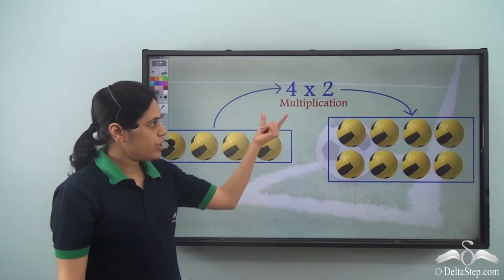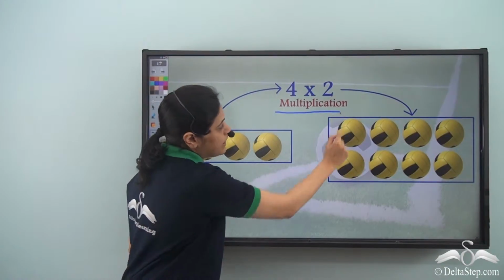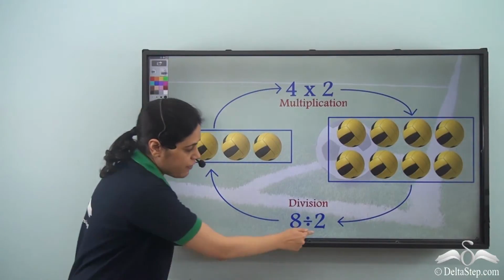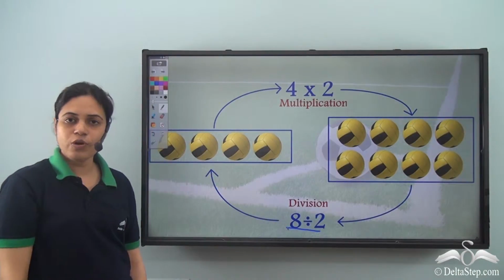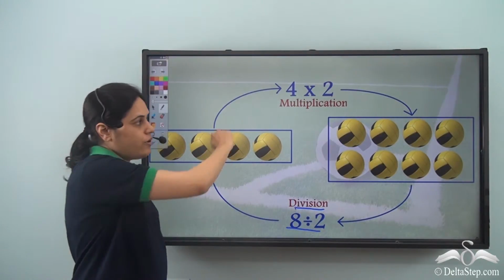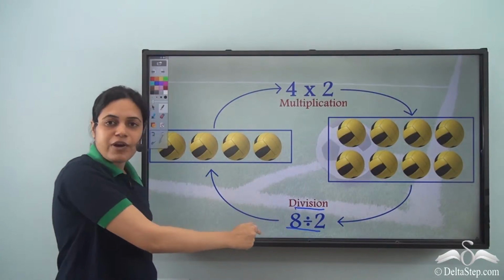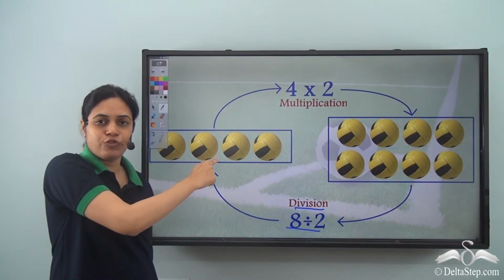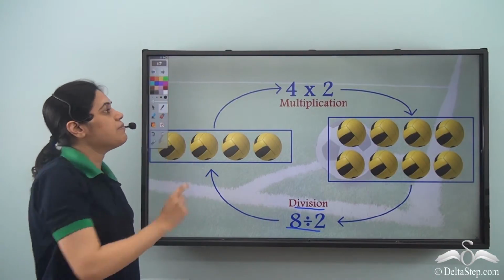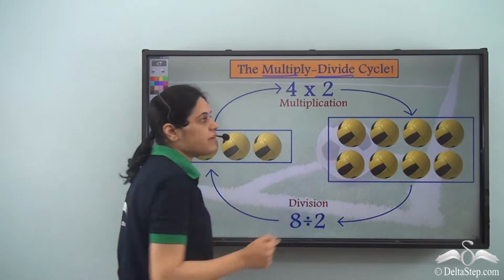So from 4, if you multiply by 2, you get 8 balls. And this is multiplication. But from 8, if you divide by 2, you get 4 balls. This is division. So you start from 4, multiply by 2, you get 8. But 8, if you divide by 2, you come back to 4. So you come back where you have started. And this is the multiply divide cycle.